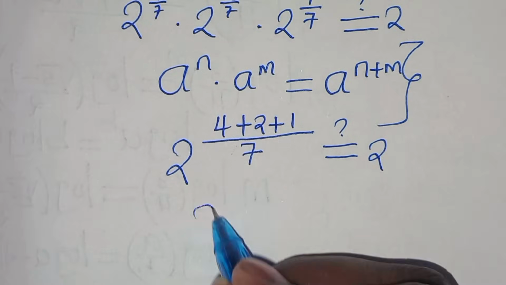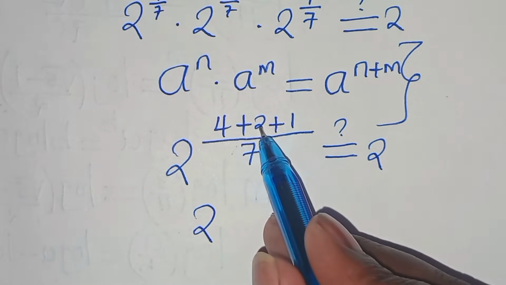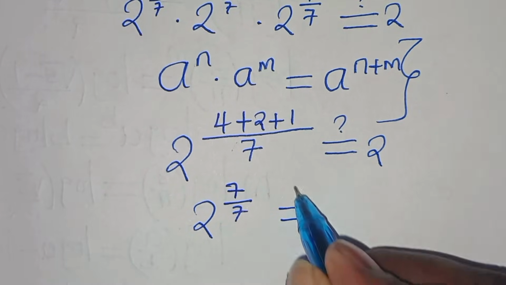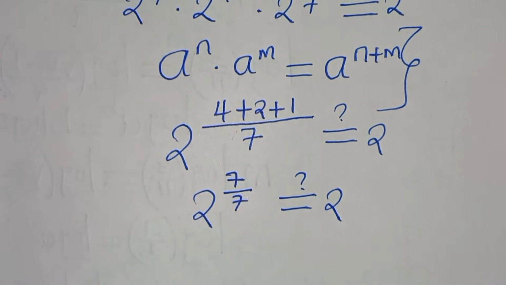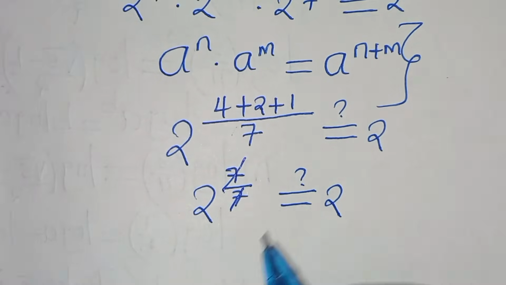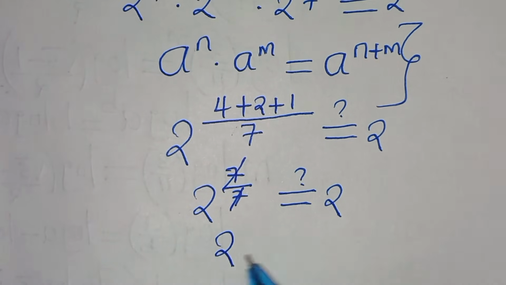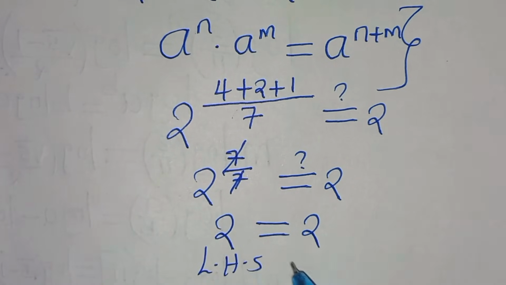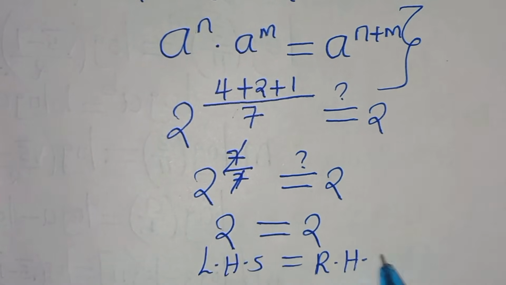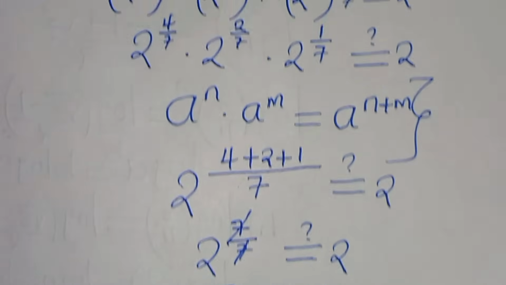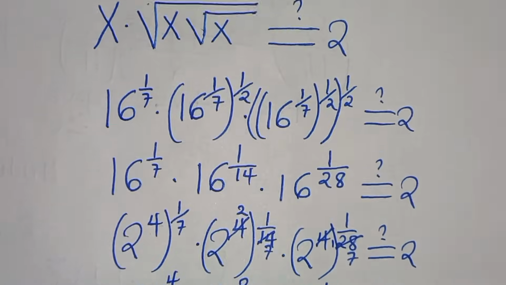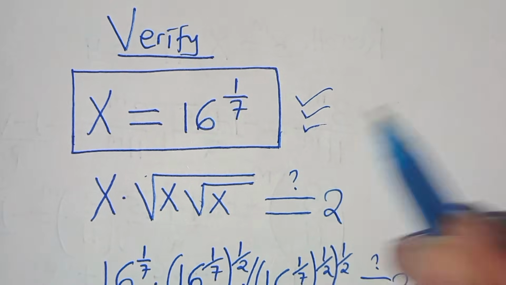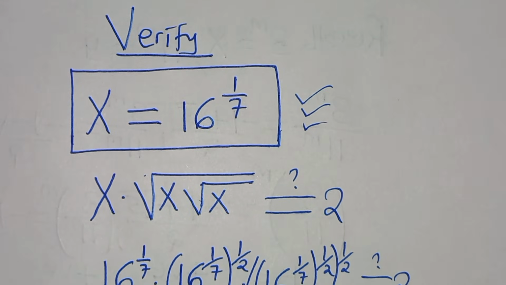So we have 2 raised to the power of 4 plus 2, this is 6, plus 1, this is 7. So we have 7 over 7. This is supposed to give us a value of 2. So 7 simplifies with 7 here. So this is 2 raised to the power of 1, which is 2. And this is equal to 2. So the left hand side is equal to the right hand side. And this proves that the value of x here, which is 16 raised to the power of 1 over 7, satisfies the equation. So don't forget the steps.